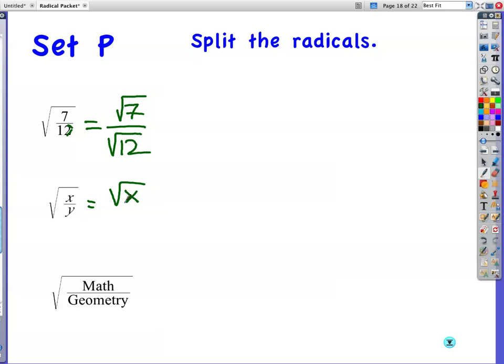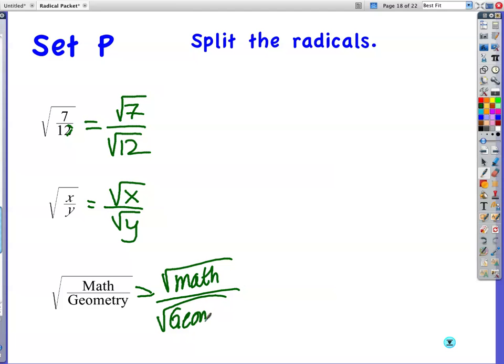At this point, we're just going to leave this like this. So you can write square root x over square root y. Oh my gosh, I said set. I meant square root x over square root y. Same here. Square root math over square root geometry.